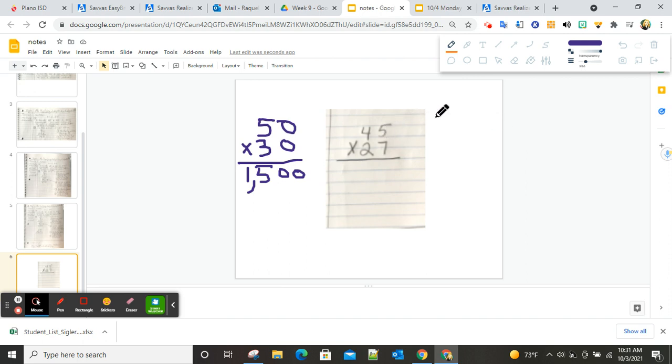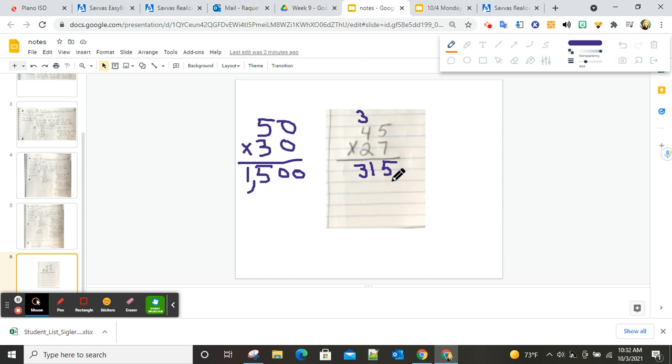So let's go ahead and do step 1, which is multiply the ones. 7 times 5 is 35. So I write my ones down and I regroup my tens, which I had 3 tens. So I regroup the tens. 7 times 4 is 28, plus 3 is 31. And I'm adding the regrouped tens.